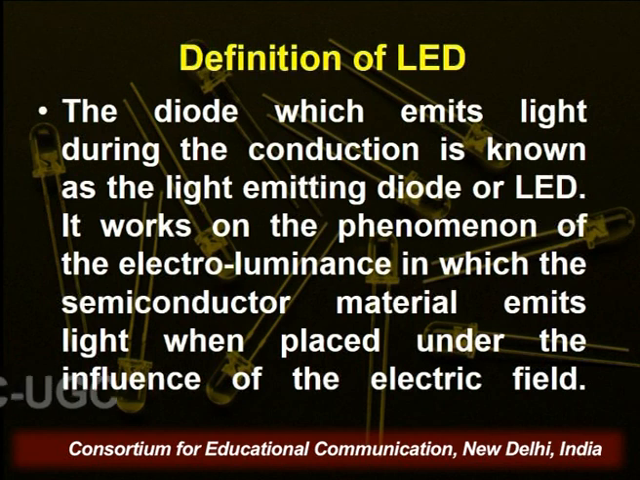Now what is the LED? The diode which emits light during conduction is known as the light emitting diode. It means when the diode is conducting, it emits light, and that diode is known as the LED. Now how does it work? It works on the electroluminescence principle, in which semiconductor materials emit light. We process or connect the semiconductor materials in such a manner that they can emit light when placed under the influence of an electric field.